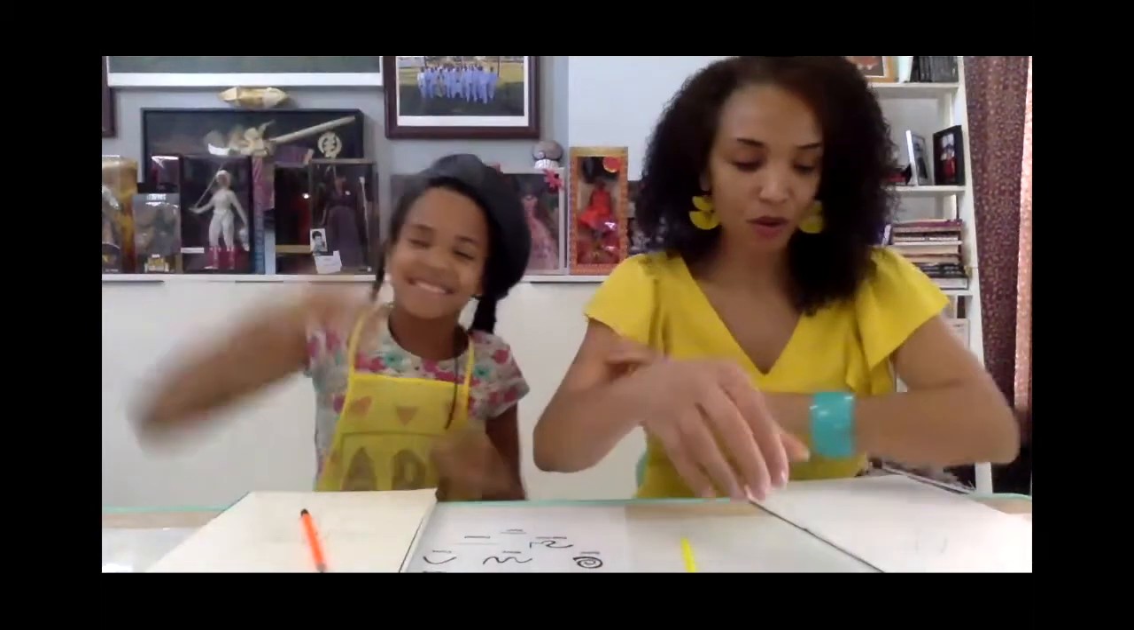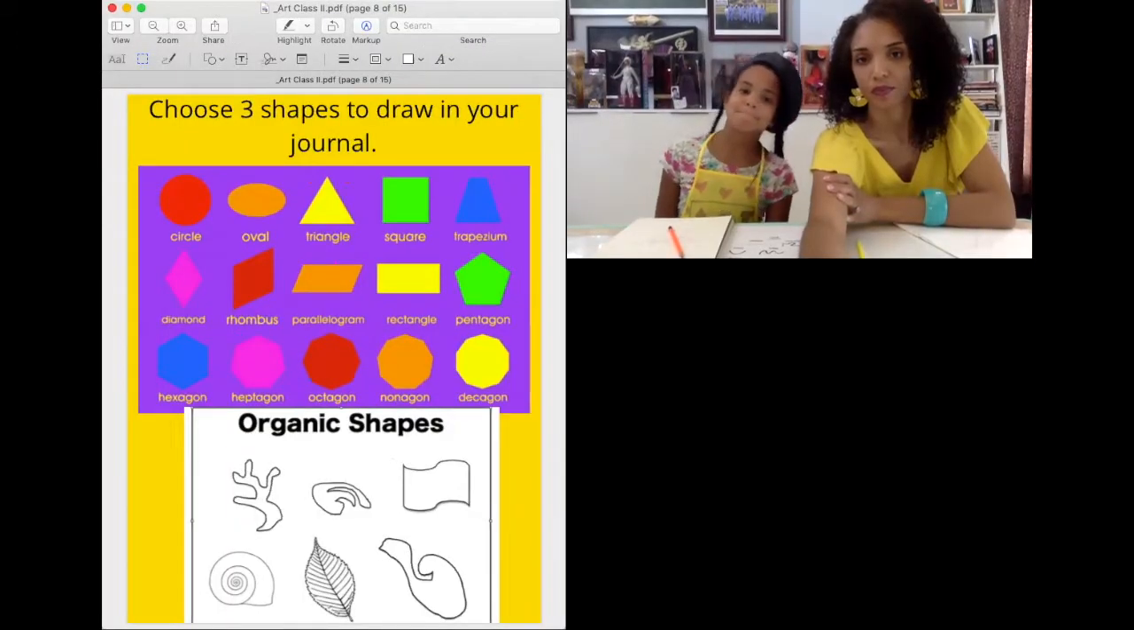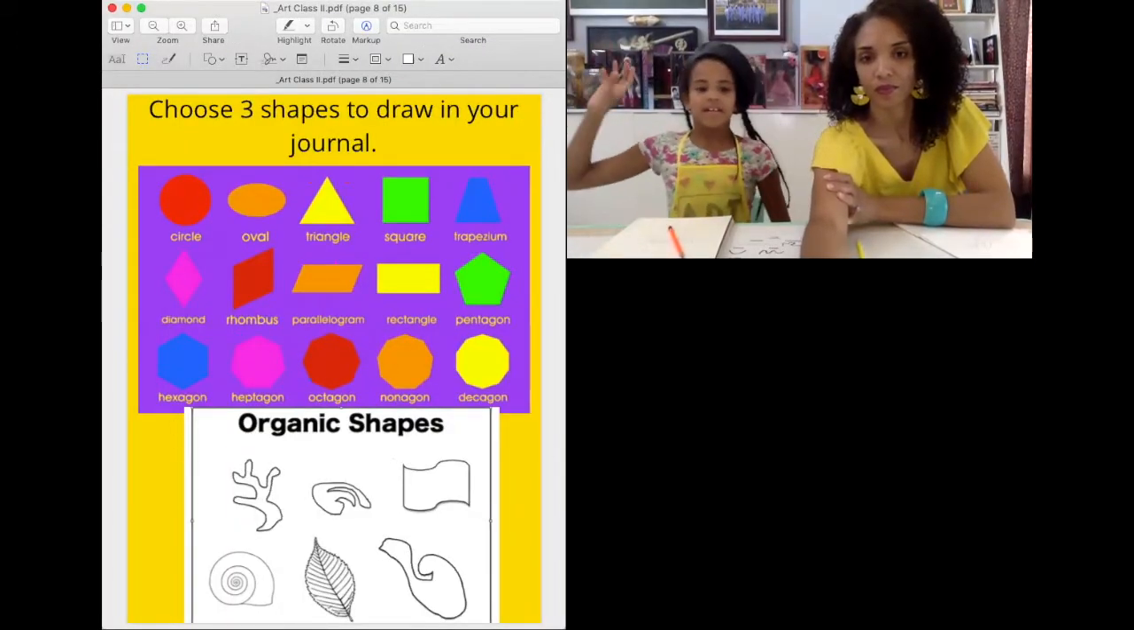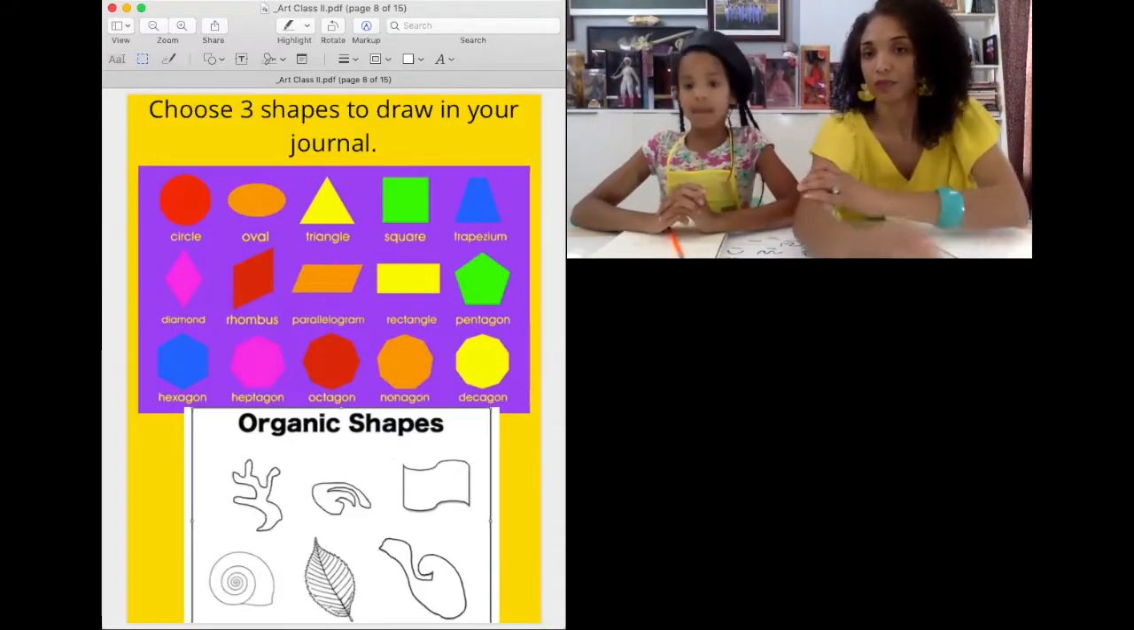Okay. And so when we look at art, what are some examples of shapes that we can see? I wonder if they know some examples we can see. So those are the geometric shapes. So let's name them.